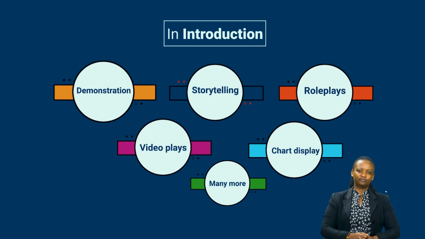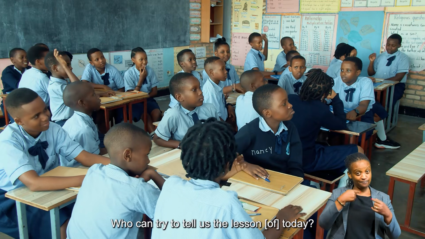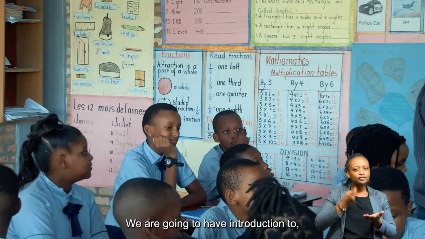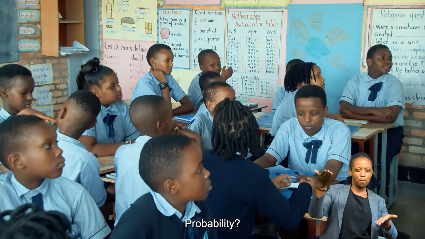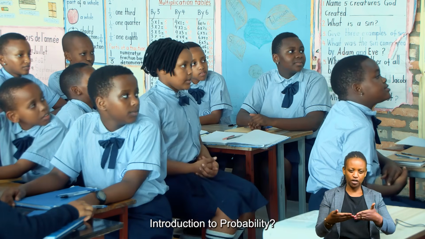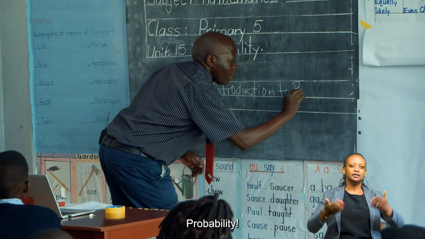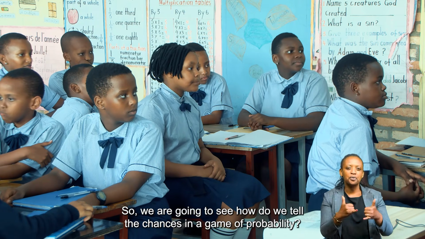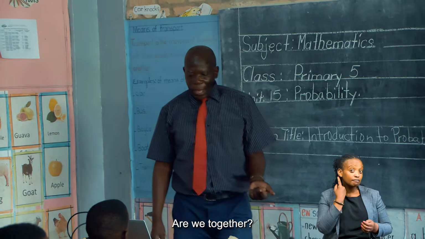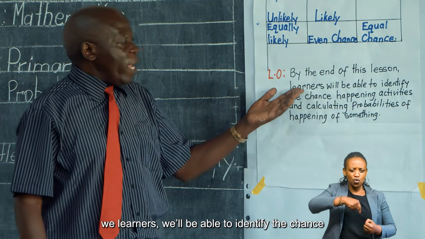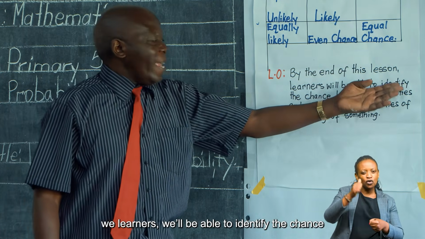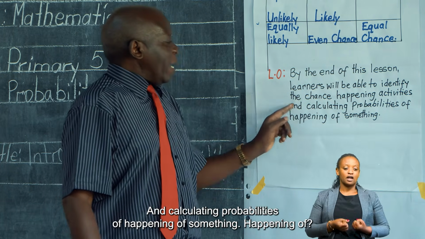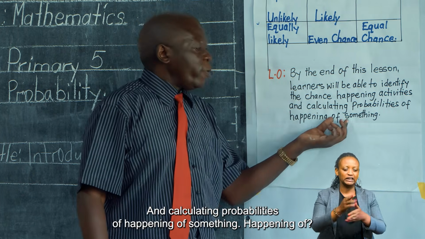Who can guess? Who can try to tell us the lesson today? Yes, probability. We are going to have introduction to probability. So we are going to see how we tell the chances in a game of probability. Are we together? And therefore, by the end of this lesson, learners will be able to identify chance-happening activities and calculate probabilities of the happening of something.